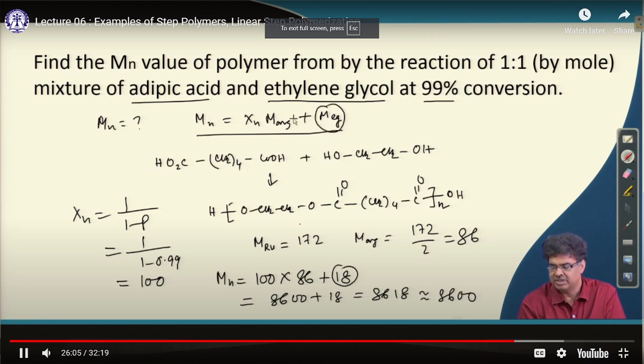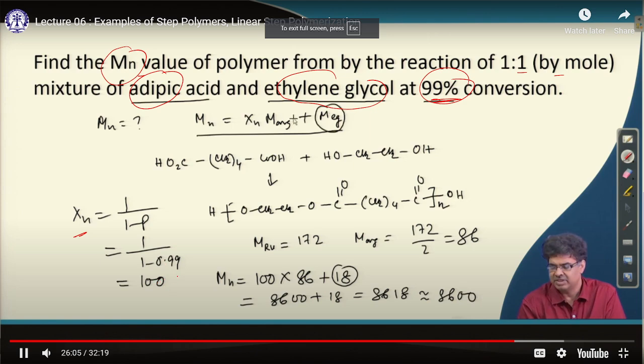See here in this problem, find the Mn value. Mn means number average molecular weight of the polymer formed by the reaction of a 1 to 1 mixture of adipic acid and ethylene glycol, and conversion is 0.99. So the conversion is already given. From conversion we can find the degree of polymerization, 1 upon 1 minus p. We just put the value, and we get 100.